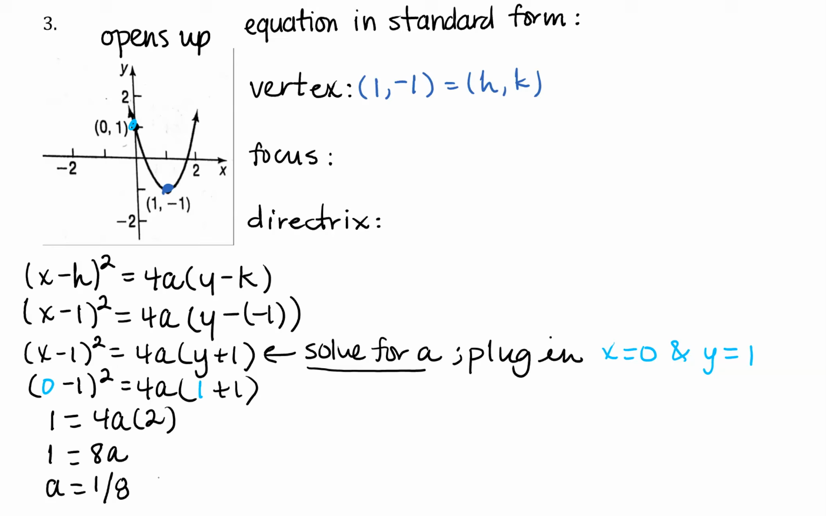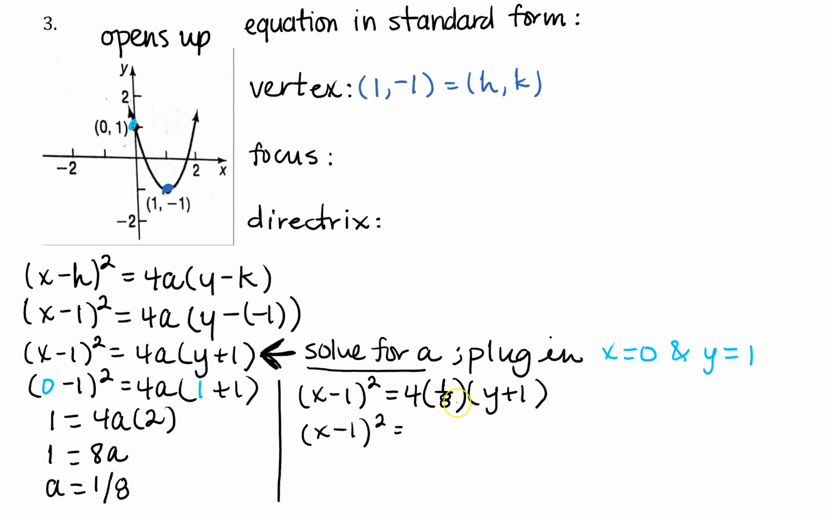So now I can write the equation in standard form. It is (x - 1)^2. I'm looking at this line here. I'm just going to plug in the value for a that we found. (x - 1)^2 = 4 times 1/8 multiplied by (y + 1). And then just simplifying that, 4 times 1/8 is 1/2, multiplied by (y + 1). So that is the equation of our parabola in standard form.